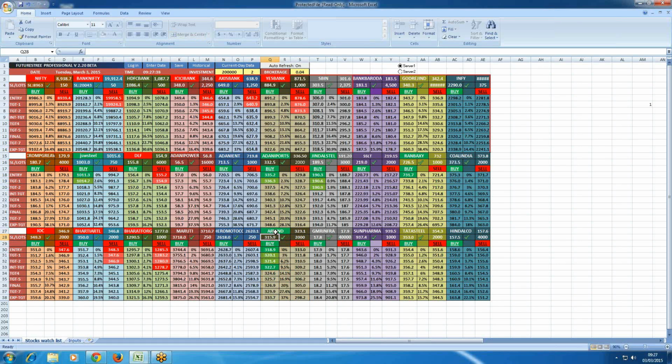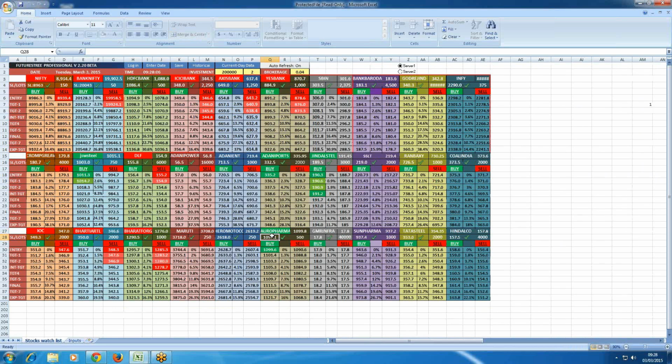So Arvind already has done its intermediate target. Let me change it to Asian Paint. Asian Paint also has done its intermediate target. Let me change it to Aurobindo Pharma. So Aurobindo Pharma, we have a buy call.